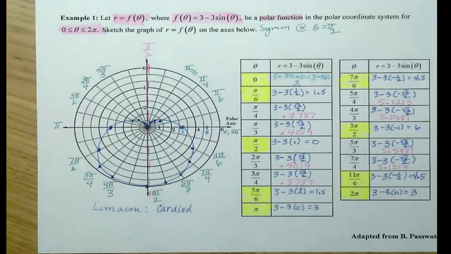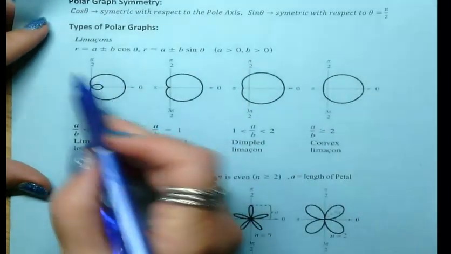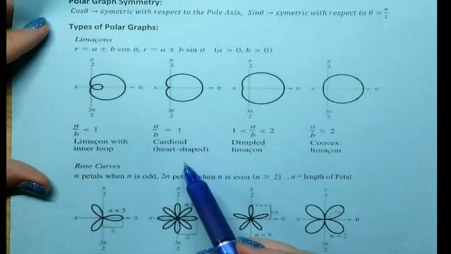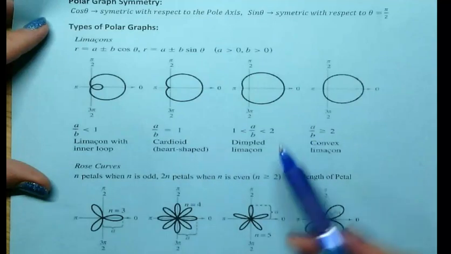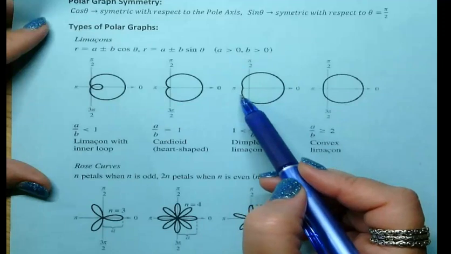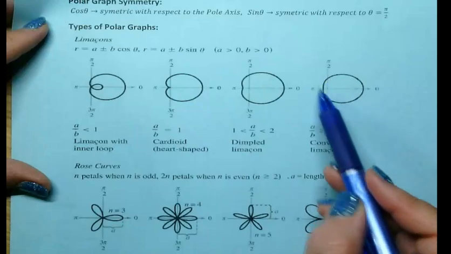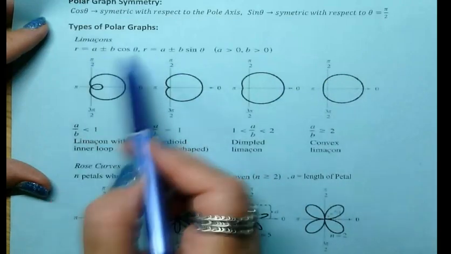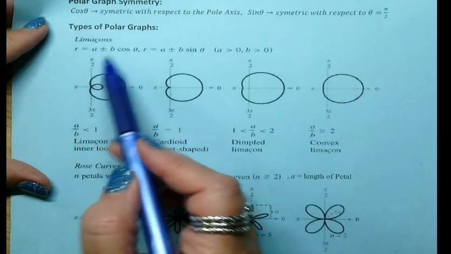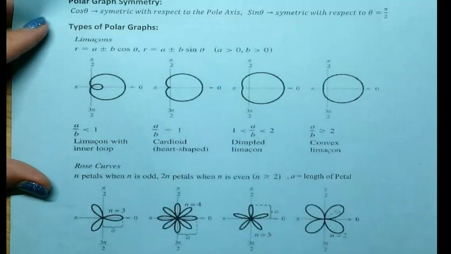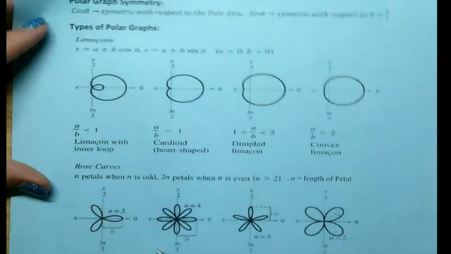There are many different kinds of polar graphs. Again, you don't have to know any by name, but we have limacons, which we can have a limacon with an inner loop. We can have a cardioid like we just graphed. We can have a dimple that kind of goes in just a little bit but doesn't make an actual point. We can have one that's convex that comes out right here. So this general form of the equation, r equals a plus or minus b cosine theta or sine theta, produces this kind of limacon. So we have to have that plus or minus in between.